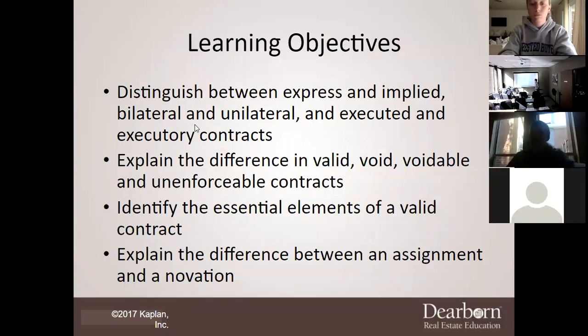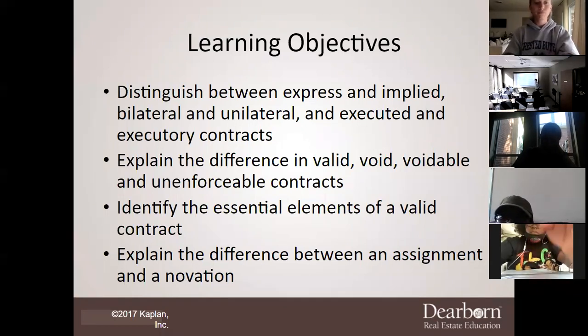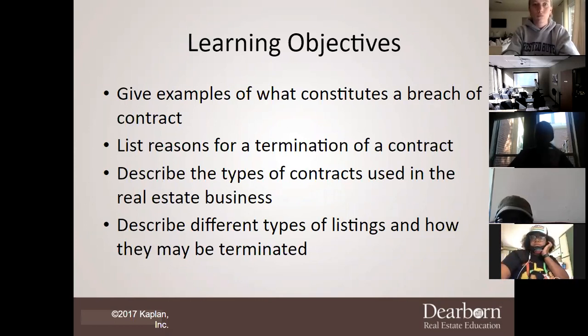We're going to distinguish between express and implied, bilateral and unilateral, and executed and executory contracts. We'll explain the difference in valid, void, voidable, and unenforceable contracts. We'll identify the essential elements of a valid contract. We'll explain the difference between an assignment and a novation. We'll also give examples of what constitutes a breach of contract. We'll list reasons for the termination of a contract.